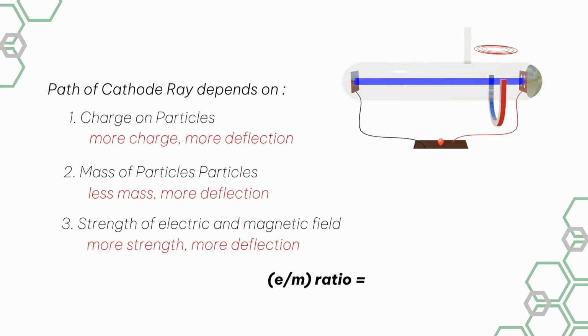On the basis of these three things, he calculated the ratio of charge and mass of the electron, which has a value of 1.6 x 10^11. Currently, we do not have to read the derivation of how this value came.